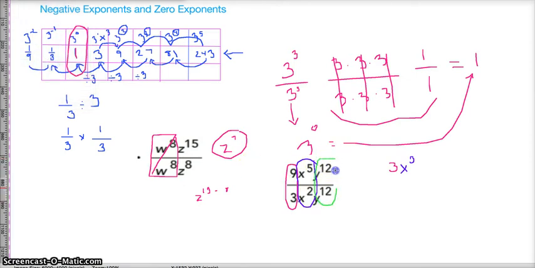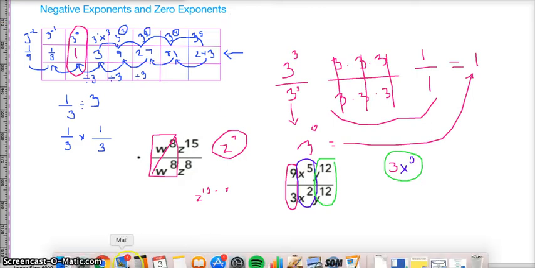Y to the 12th divided by y to the 12th. Well, that's just y to the 0, which is 1. So I actually don't even have to write the y. I just have this as my final answer, 3 times x to the 3rd.